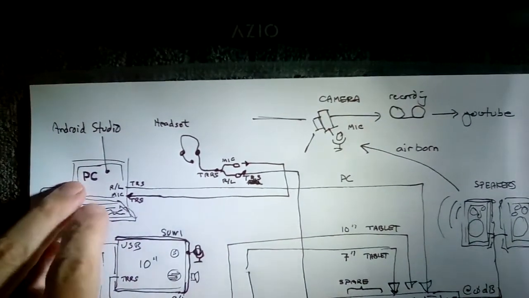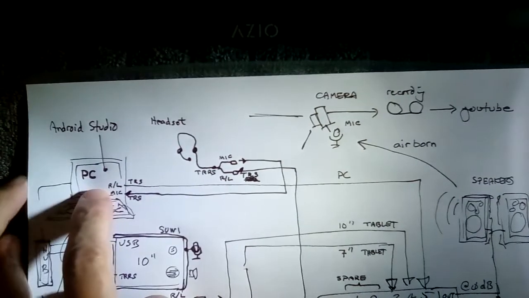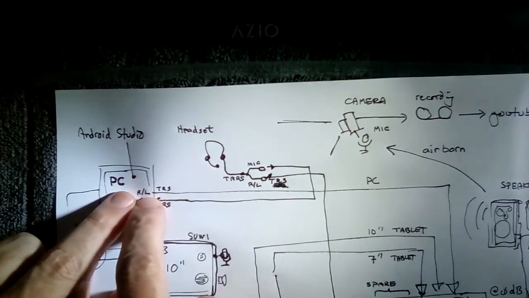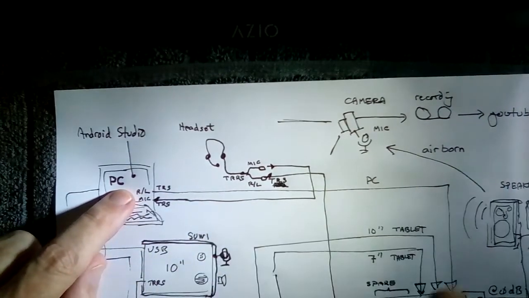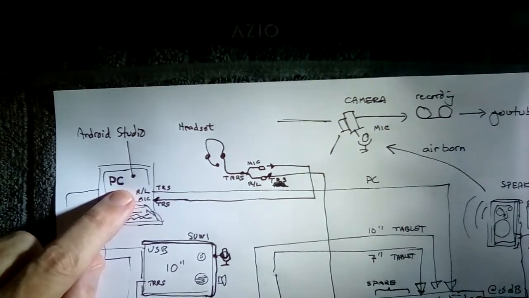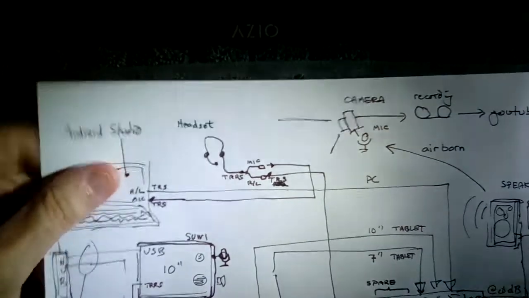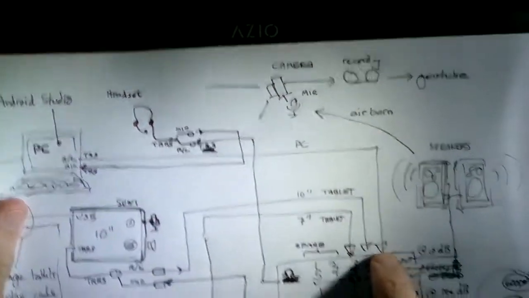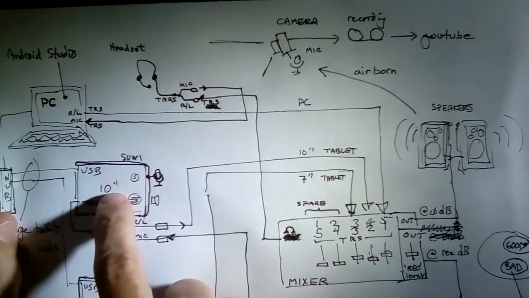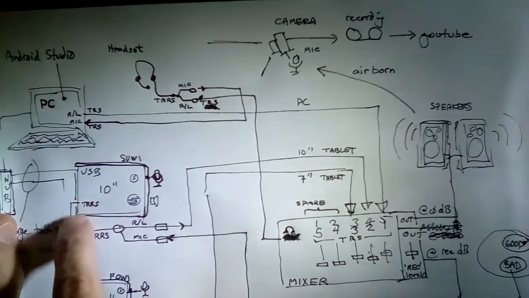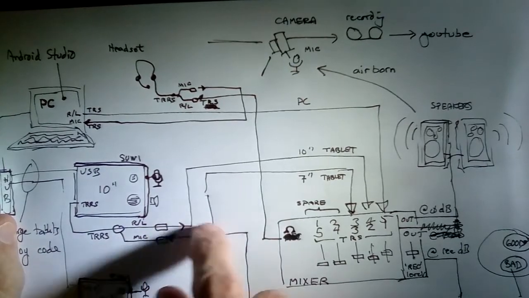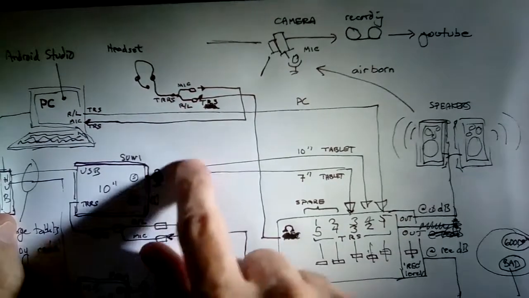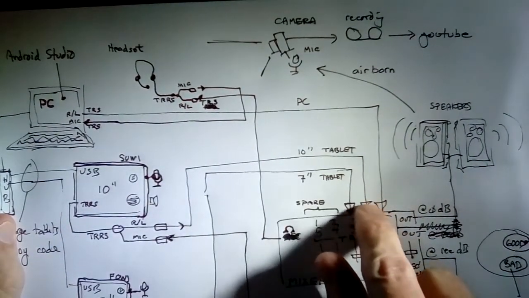And anything that comes out of the PC, like if I were to play a YouTube video or something, the left right stereo out from the PC goes to channel 5 of the mixer. And my standard tablet under test, its output goes through a splitter because this is where the microphone comes in to the tablet. But the stereo output of the tablet just goes to channel 4 of the mixer.